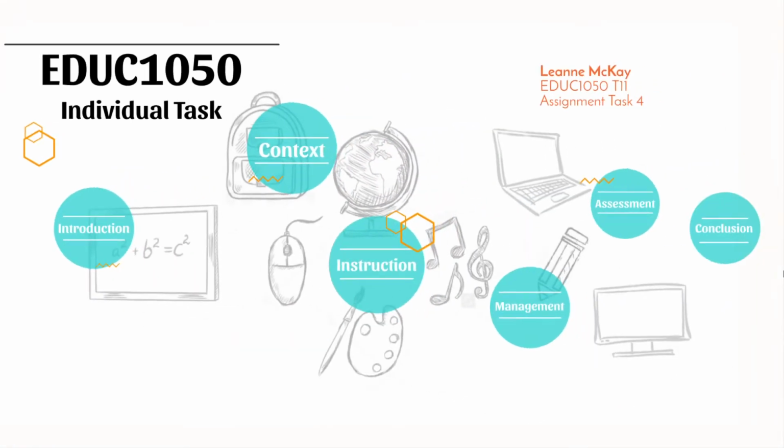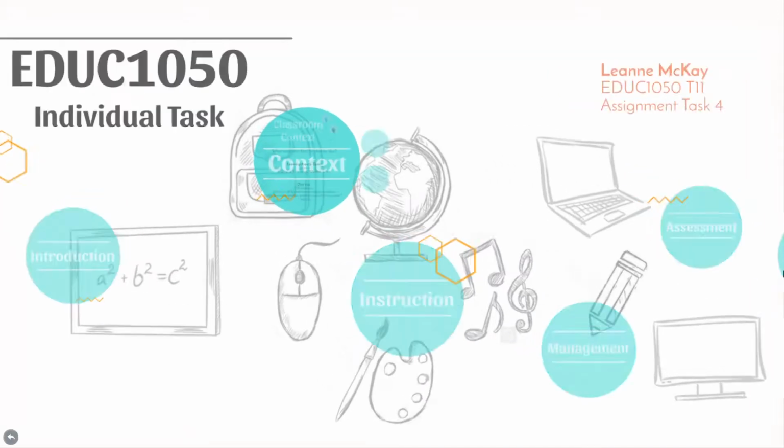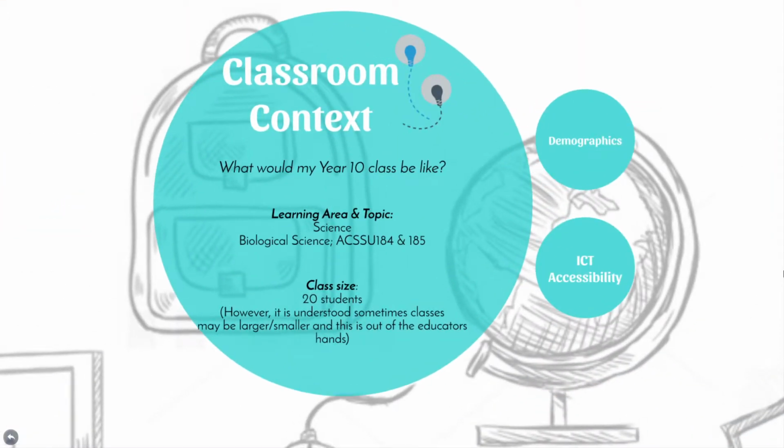As future teachers, we were then asked to imagine our own context for a Year 10 classroom. Personally, I chose the learning area of science, focusing specifically on biological science ACSSU 184 and 185. This topic covers the concepts of evolution alongside genetics, and I believe would be best taught within a class of no more than 20 students. As Caroline M. Hoxby notes, class size reduction always affords opportunities for increased investment in each child's learning.